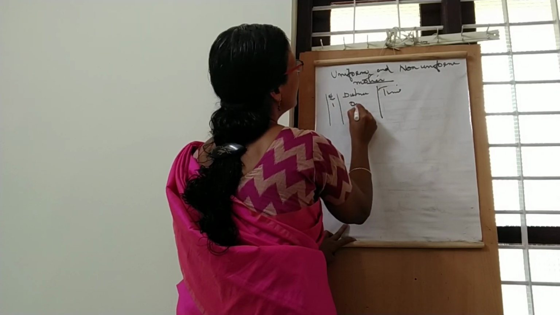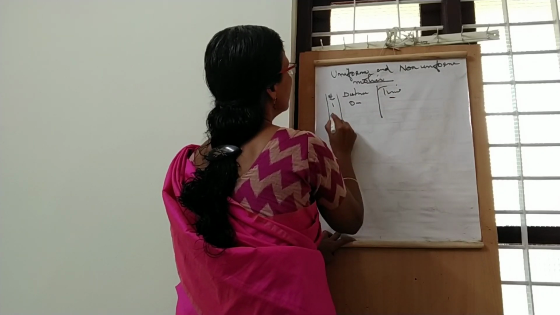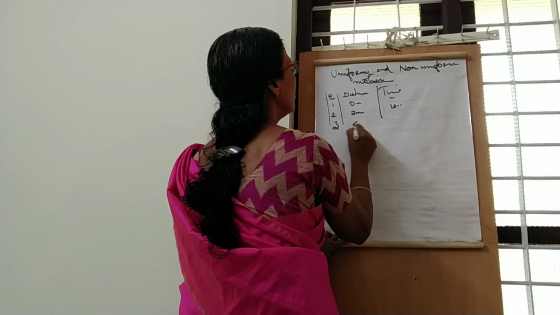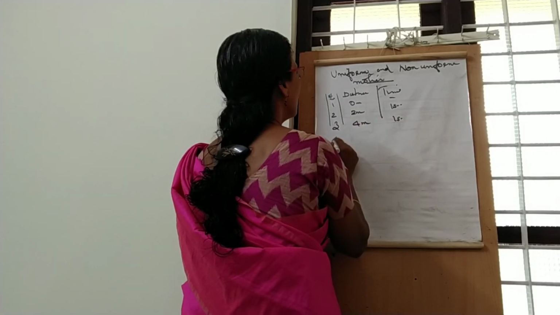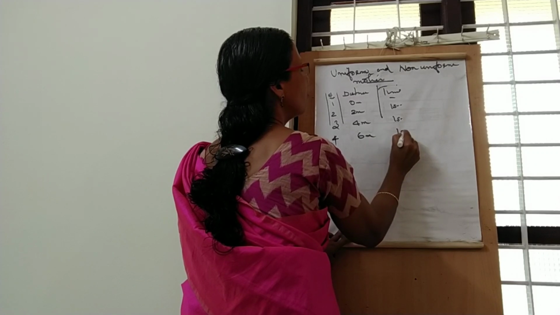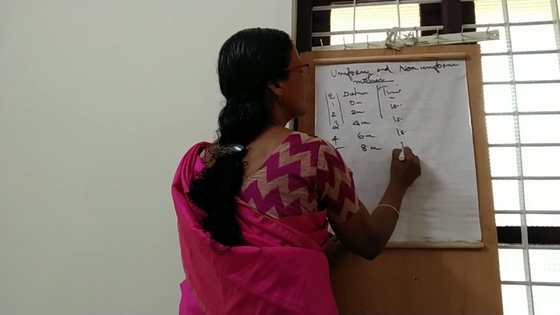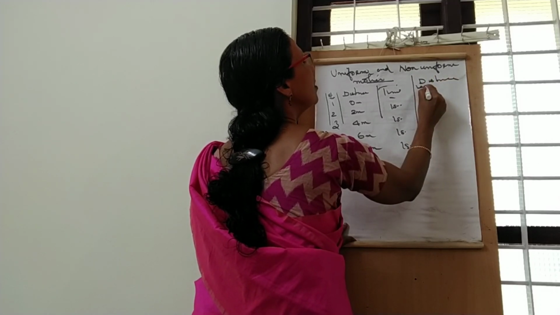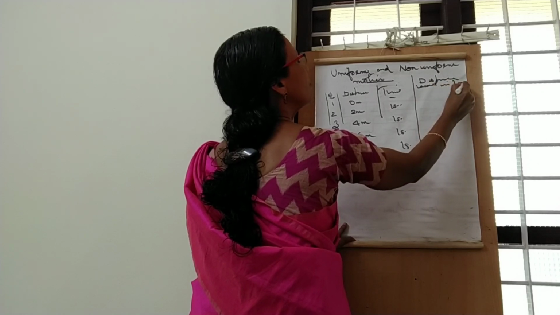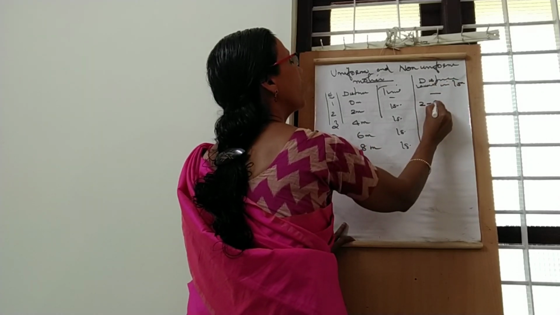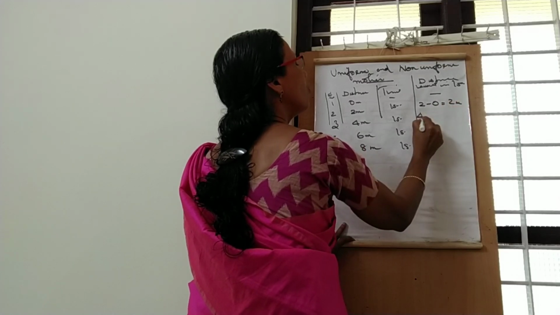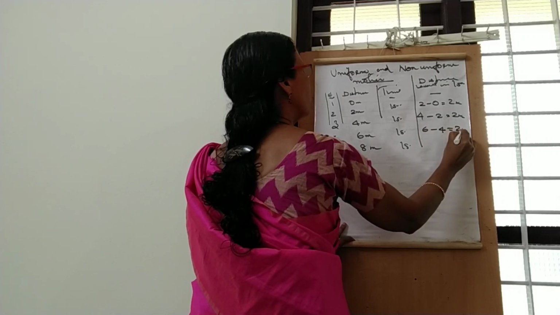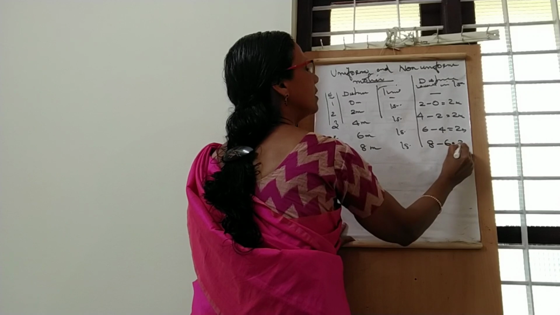First, 0 meter. Second, 2 meter, 1 second. Third, 4 meter, 1 second. Fourth, 6 meter, 1 second. Fifth, 8 meter, 1 second. What is the distance covered in 1 second? 2 minus 0, it's 2 meter. 4 minus 2, it's 2 meter. 6 minus 4, it's 2 meter. 8 minus 6, it's 2 meter.